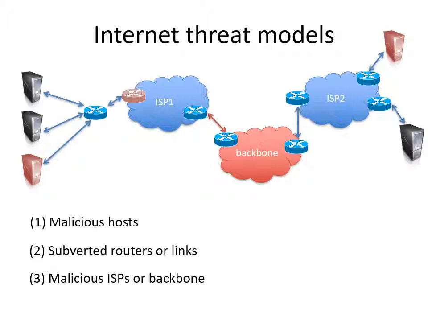We have subverted routers or links. So we have the red router on the left, which might do things like snoop on your packets, send your packets to the wrong places. And we have malicious ISPs or backbones. We just heard about this with the Route 53 attack, where it wasn't a malicious ISP, but a poorly acting ISP allowed themselves to take over part of the routing infrastructure. And so these are all entities in the system that might not do the right thing all the time that we have to worry about.